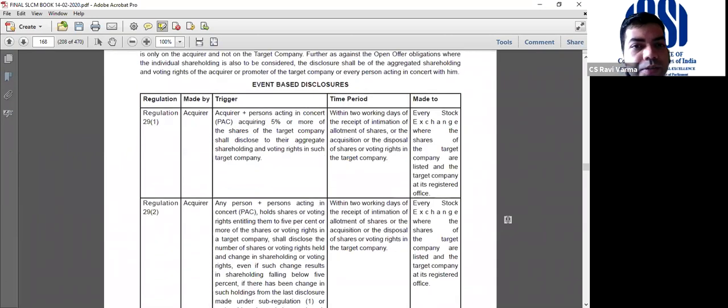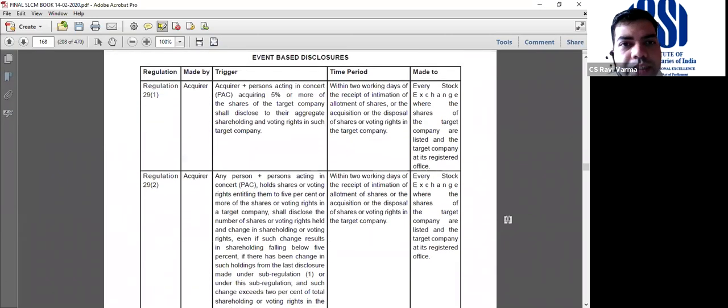Now, second, as I was telling you, some disclosures are required. Just see the disclosure page. As I told you at the very beginning, when we started, maybe 30-35 minutes back, when you acquire 5% or more, you need to inform the stock exchange. The acquirer, if acquiring 5% or more, informs the stock exchange and the target company within 2 working days. This is the mechanism to keep a check.